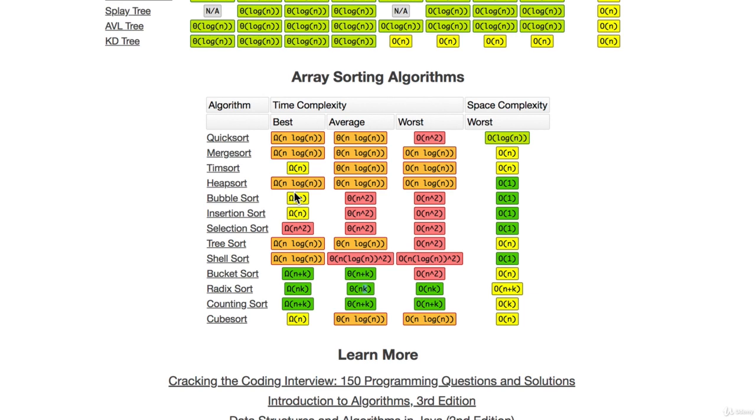So now that we know this, let's do some interview exercises based on sorting to solidify what we just learned.